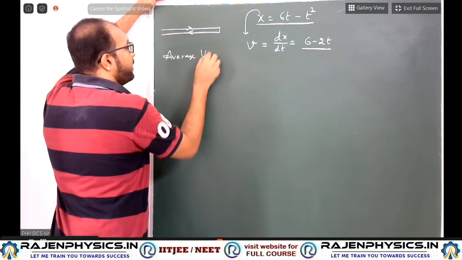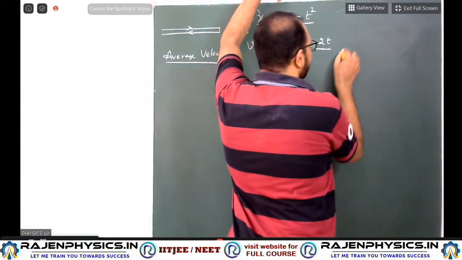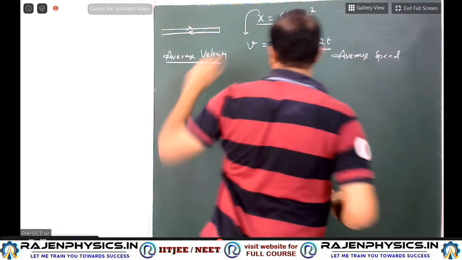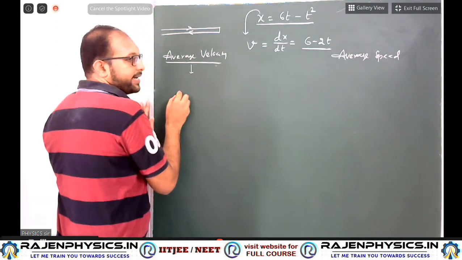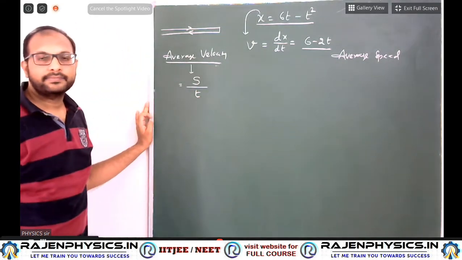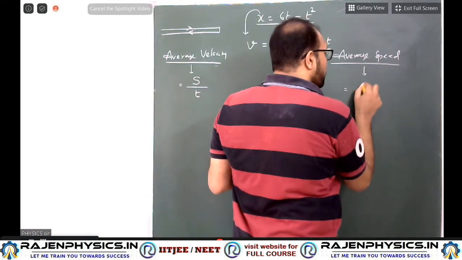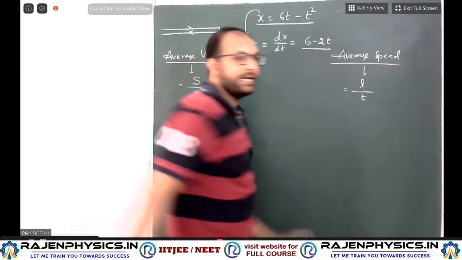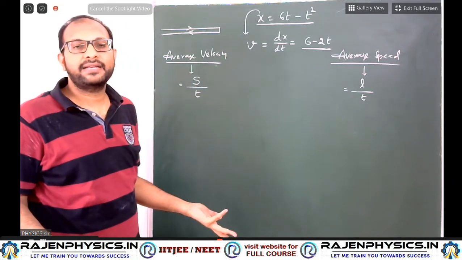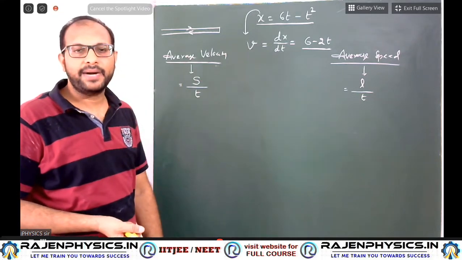Average velocity, average speed. Yes, average velocity, how to find out? Total displacement divided by time taken. But average speed, how to find out? Total length of the path divided by time taken. That is length of the path, but displacement is just final position minus initial position.